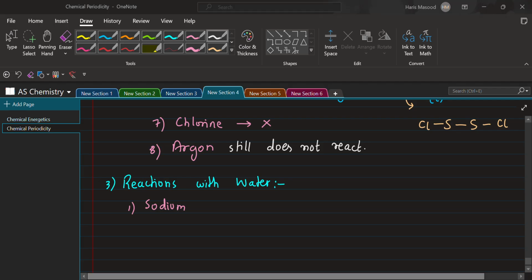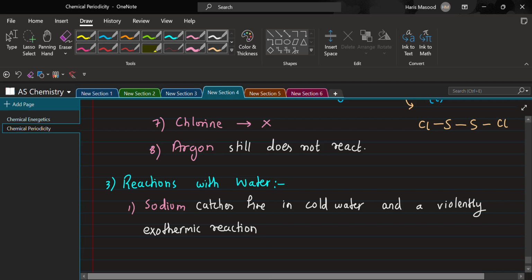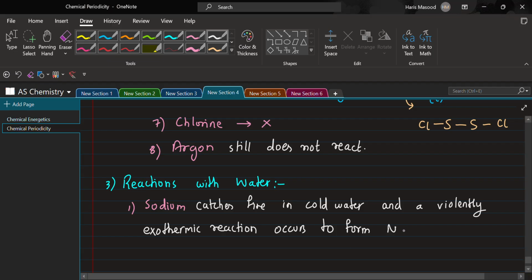So sodium catches fire in cold water and a violently exothermic reaction occurs to form NaOH and H2 gas.